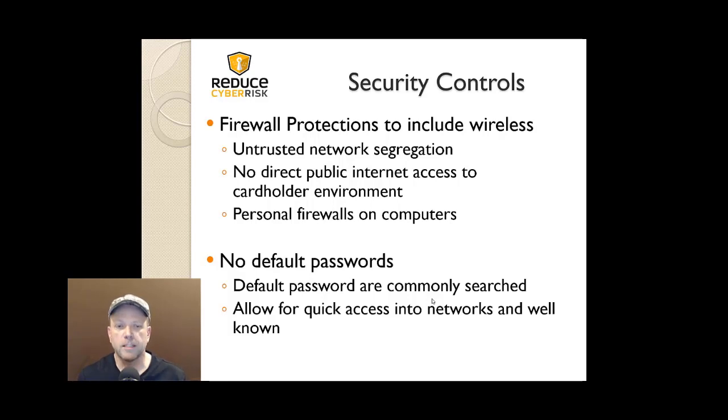So the first one we're going to get into is firewall protections, to include wireless. Now, you need to understand that if you're accepting payment cards, the PCI DSS security standards require you to have firewalls protecting your network, to include wireless, and that you have a segregation of your network. Basically, you have an untrusted network segregated from your PCI environment, from your credit card information. And the purpose of that is to not have the blending of data.